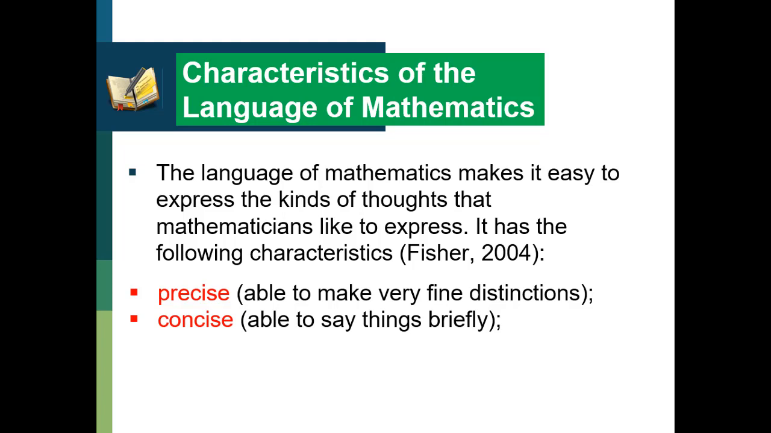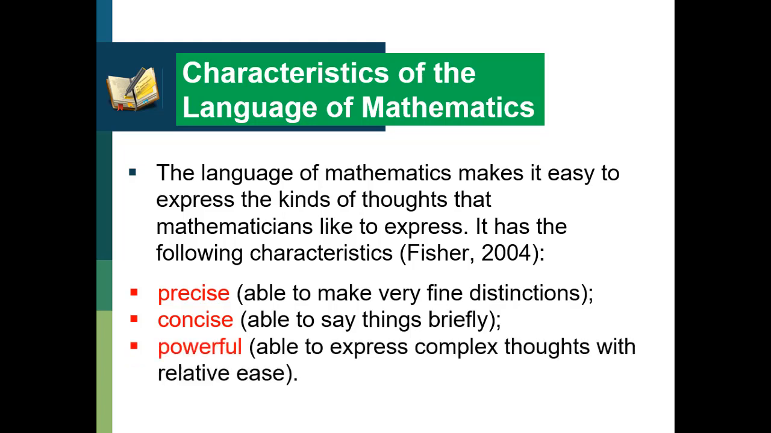Next, it's concise, able to say things briefly. Because in mathematics, especially in logic, instead of writing a very long statement, you can just represent it using symbols, like the lowercase letters. So if you're going to write a logical statement in symbolic form, it can be as brief as possible instead of writing a very long statement. That's why mathematics can make everything concise.